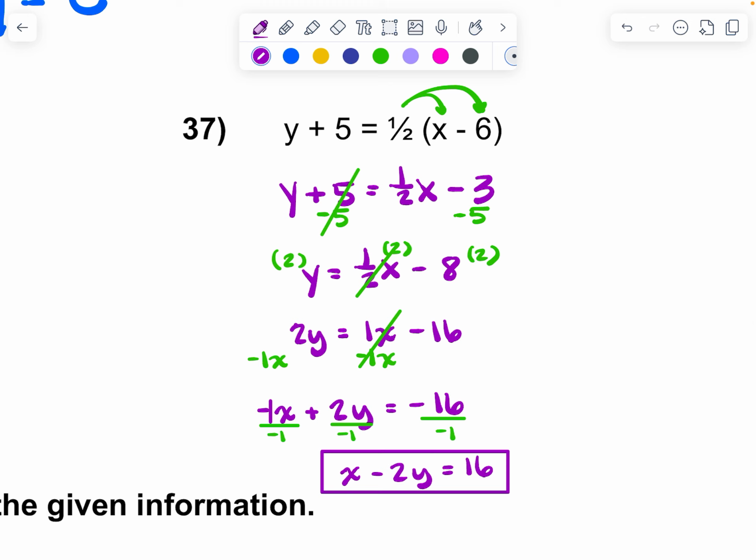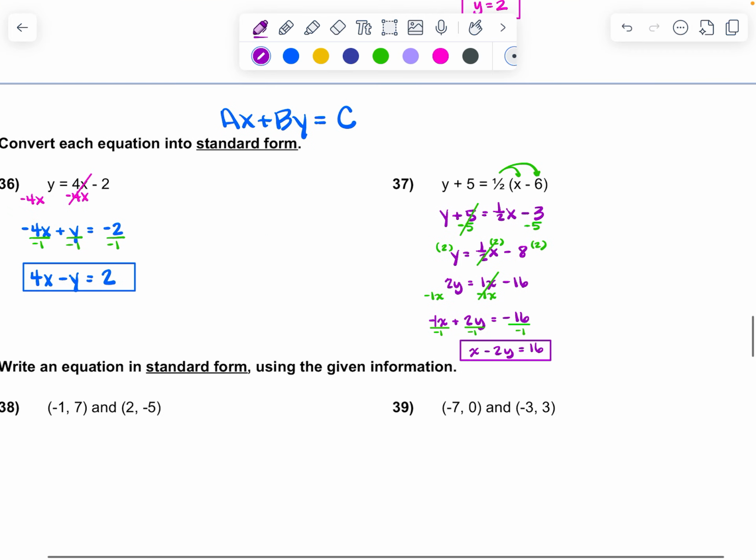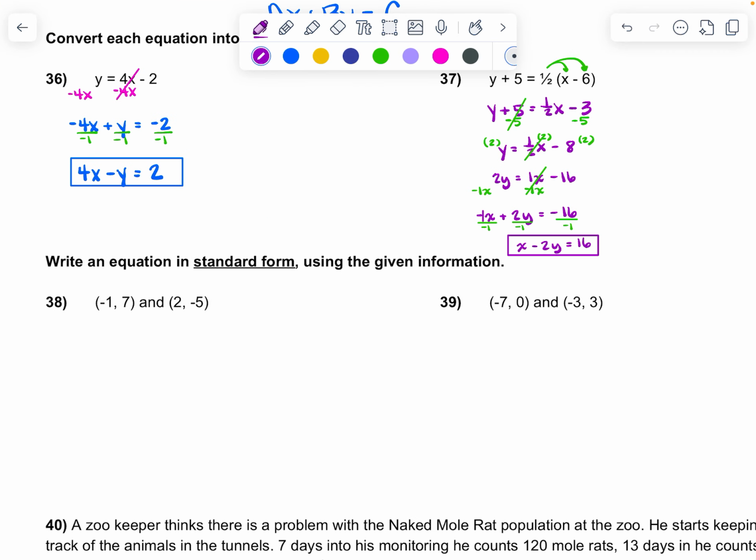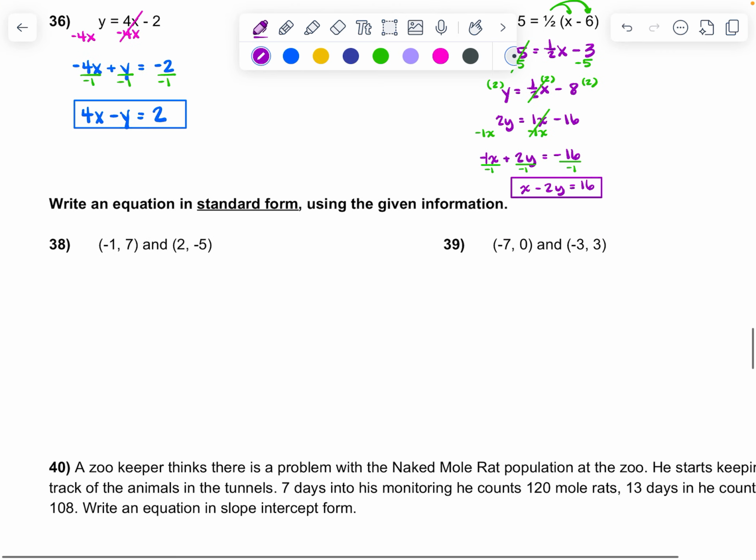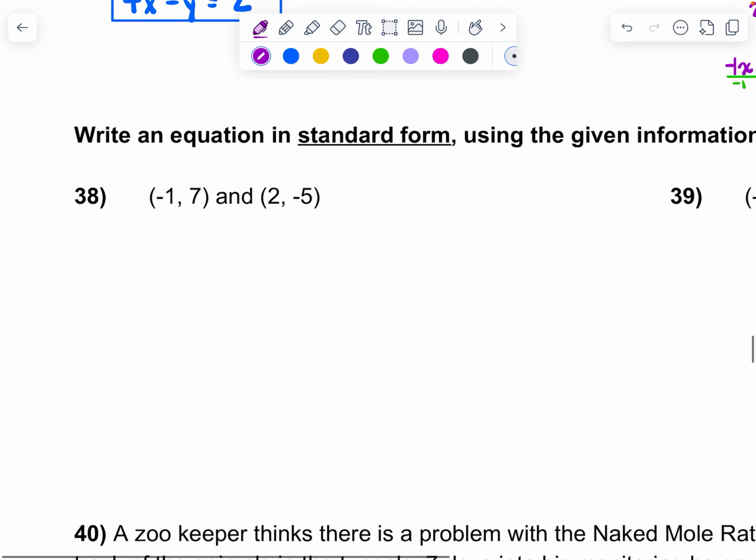Now remember, you don't have to do yours in the same order that I did mine, right? As long as you can get it in standard form, you can do those steps in whatever order you want, okay? After you distribute, of course. All right, write an equation in standard form. Okay, these were those super long problems, right, that took us a while in class, but you guys were starting to get really good at these.